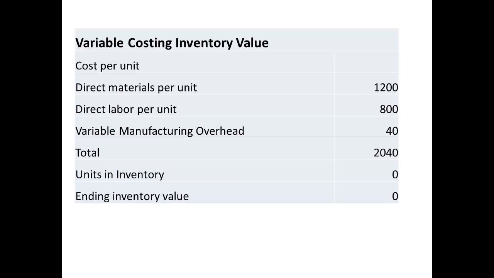To determine the value where variable costing is being used, we take the unit costs for direct materials, direct labour and variable overhead. We add these and multiply by the number of units in inventory to obtain a total value.